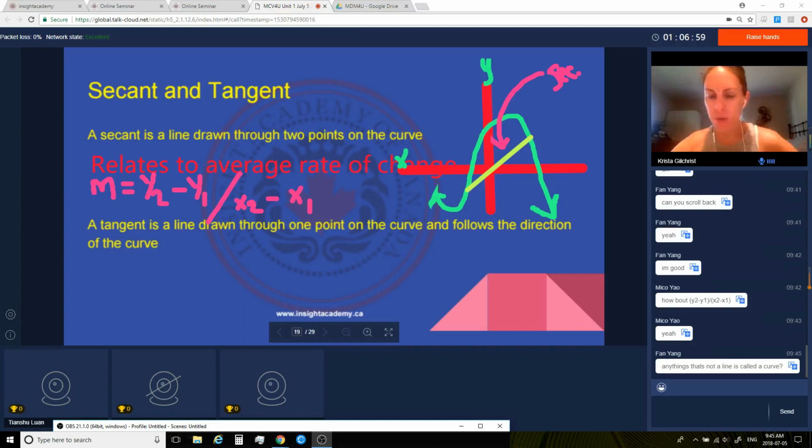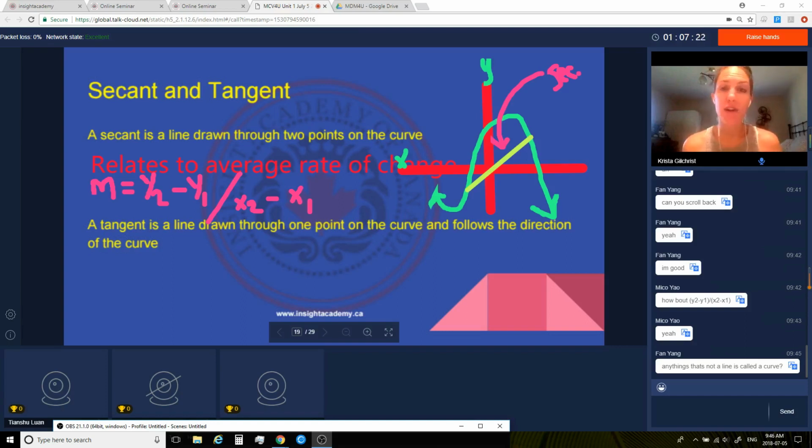Yeah, Fan, for the most part. Sorry, I'm just reading the chat bar right now. For the most part, yeah, it's called a curve if it's not a line. You might hear different words for it. It could be parabola, it could be the cubic function, but a curve is a good way to describe a graph that's not a line. But yes, for the most part, it's called a curve.